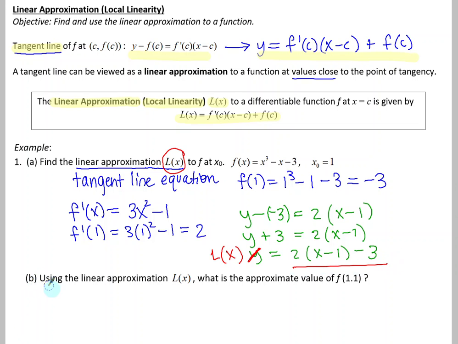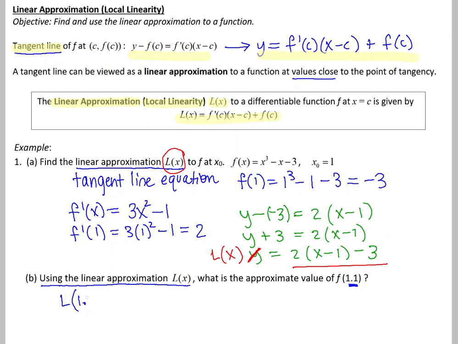Part B. Using the linear approximation L of x, what is the approximate value of f of 1.1? Now they told us right here that we will use the linear approximation L of x. That's this that we came up with from part A. So we're just plugging 1.1 into that tangent line equation, or the linear approximation, or the local linearity.